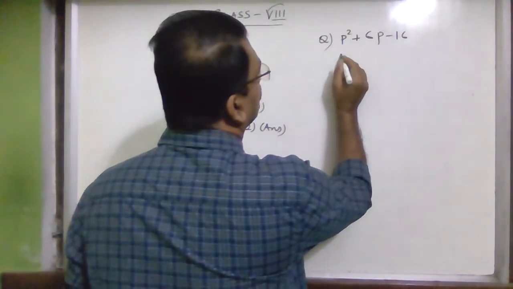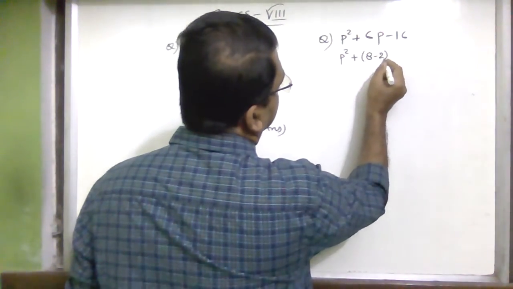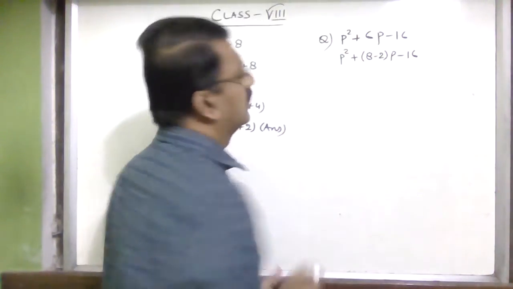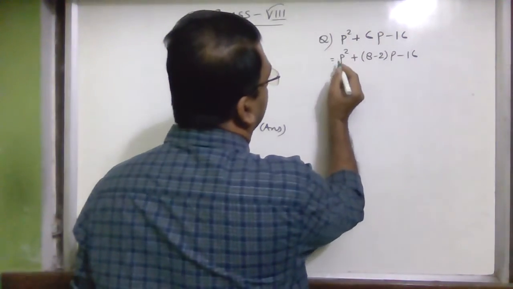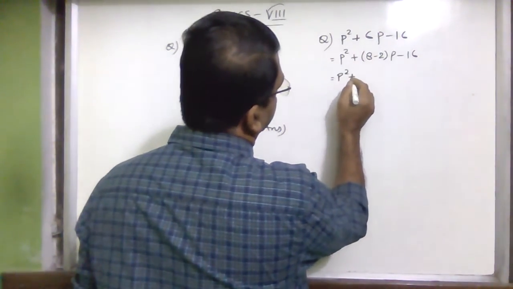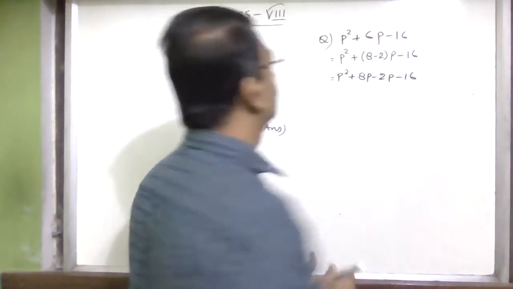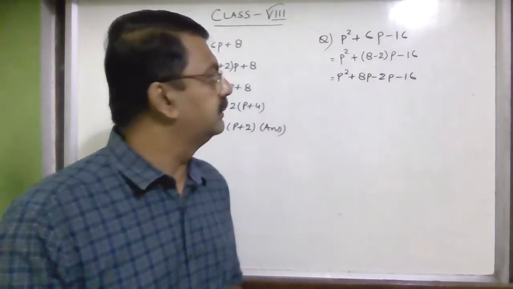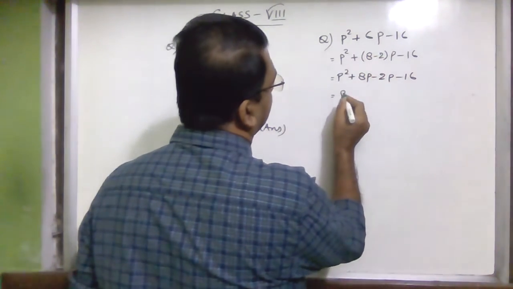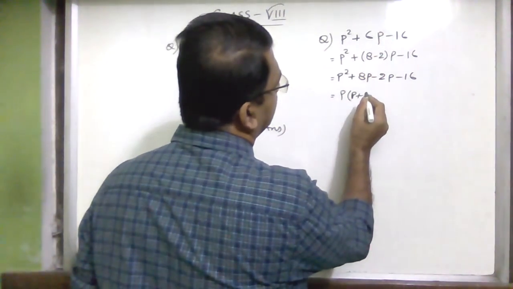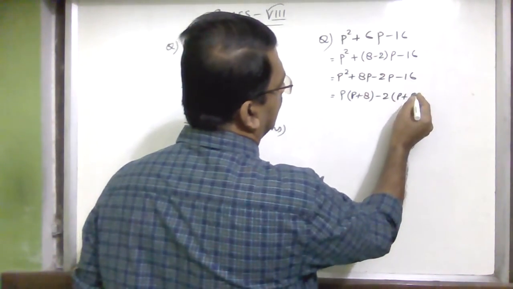So in place of 6 you write down 8 minus 2. Now you open the bracket. So it is p square plus 8p minus 2p minus 16. Now from the first two terms, you take p common, so p plus 8. From the next two terms, you take minus 2 common, so p plus 8.